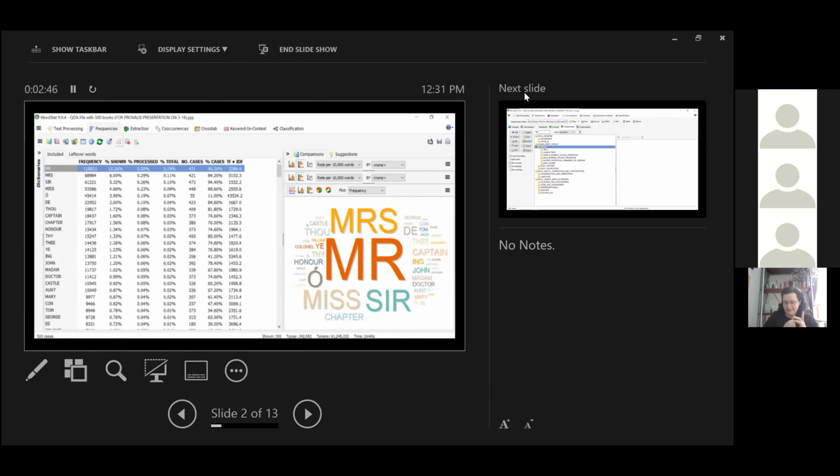Here you can see in the slide, right, the frequency chart. Now, I won't lie to you, this is a very large amount of data, 500 books. So there are 118,000, right, at the top there with Mr. That's a lot of data.